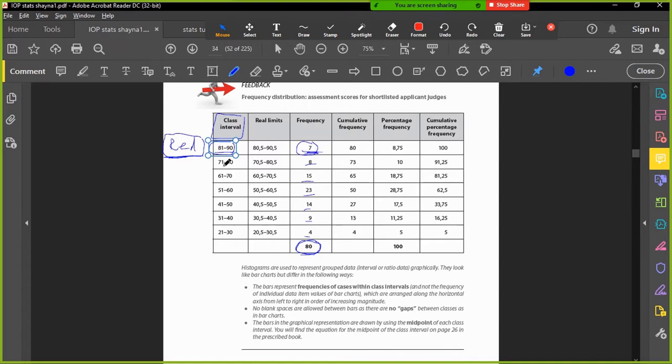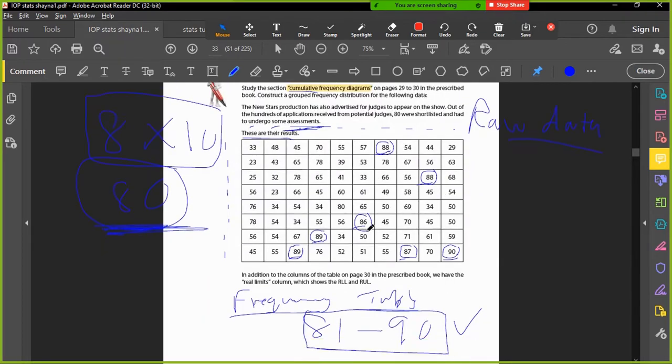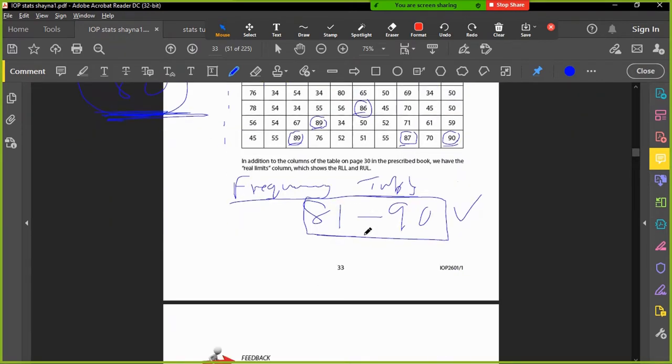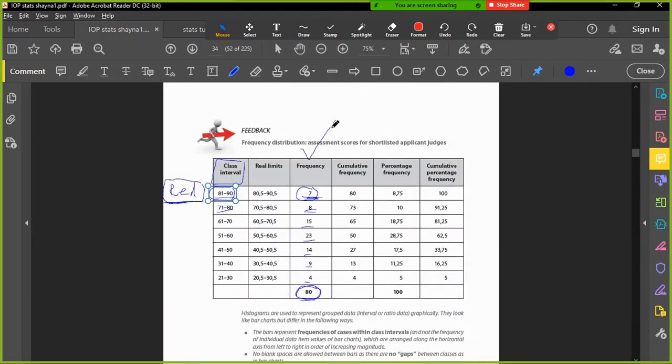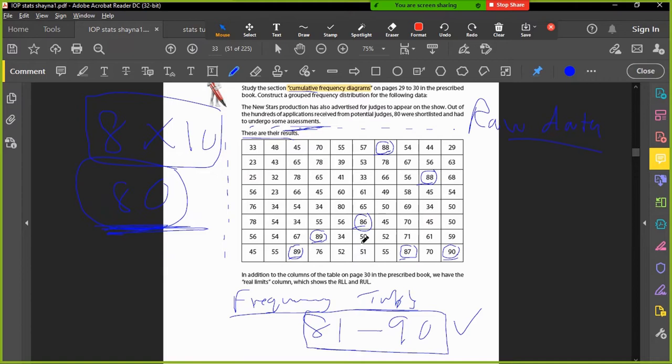Okay, I see. How many people got between 71 and 80? 8 people. And then go circle all of those 8 people, and then you'll get all of them eventually. Does that make sense? Yes. I get it now. Okay, so that's how you get your frequency. Your frequency is the number of observed raw data points that I've observed. How many points do I have circled?